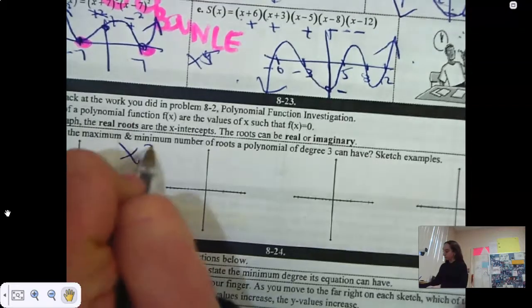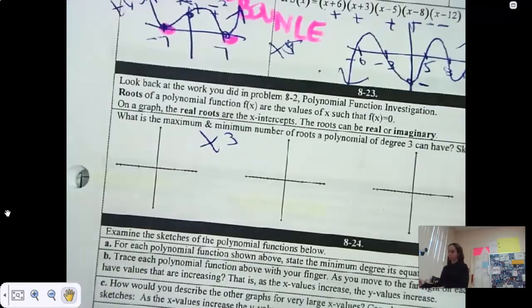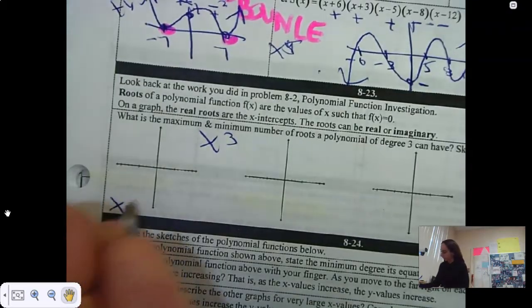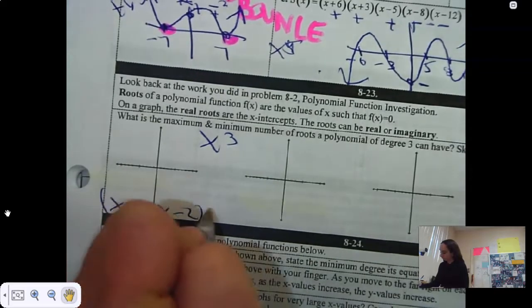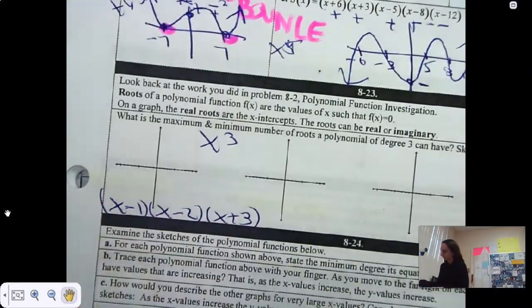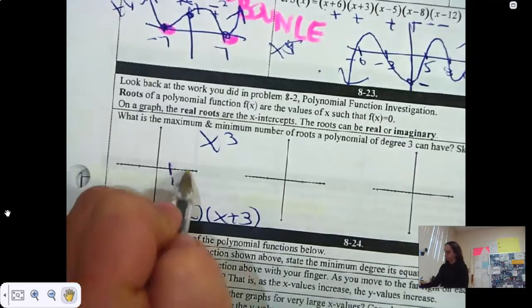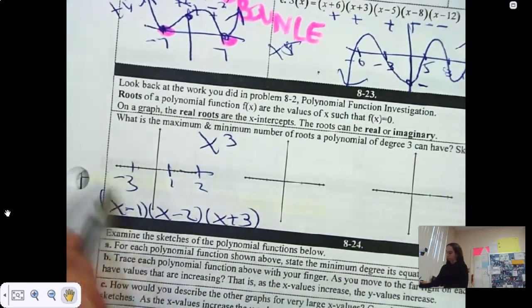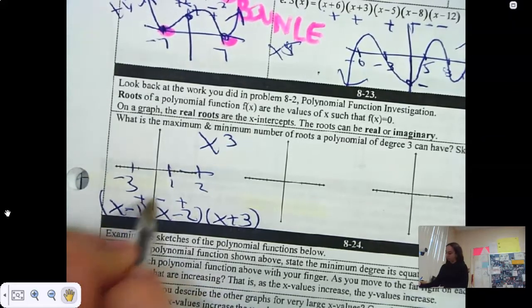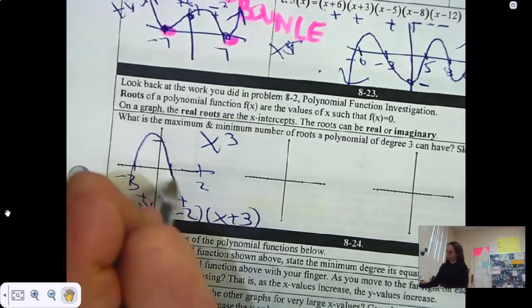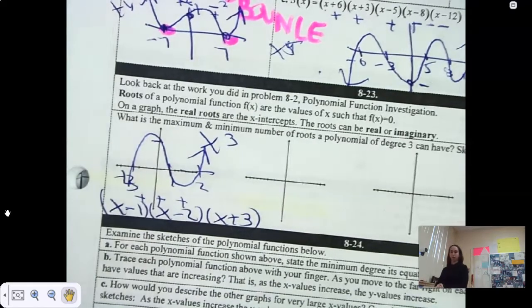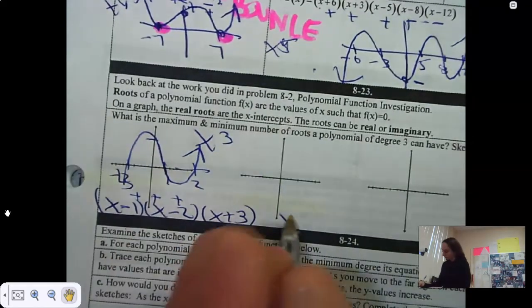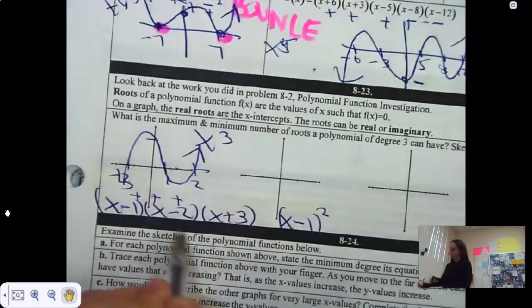So if it's degree 3, there's different options. One option is like x minus 1, x minus 2, x plus 3. Okay? Let's make that up. So that would be 1, 2, -3. So it's x cubed, negative and negative and positive, negative and negative and positive. So it goes through, it goes through, it goes through. That's one option.